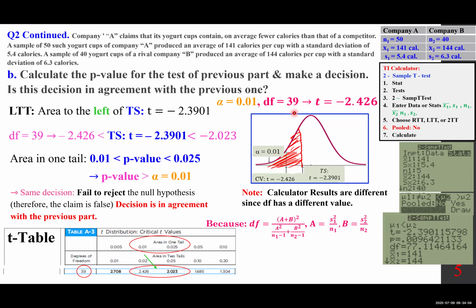So in this case, this is degrees of freedom, okay? And the p-value is this number, 0.00964, which is clearly less than alpha of 0.01, and you reject H0. So we do get a different answer here.